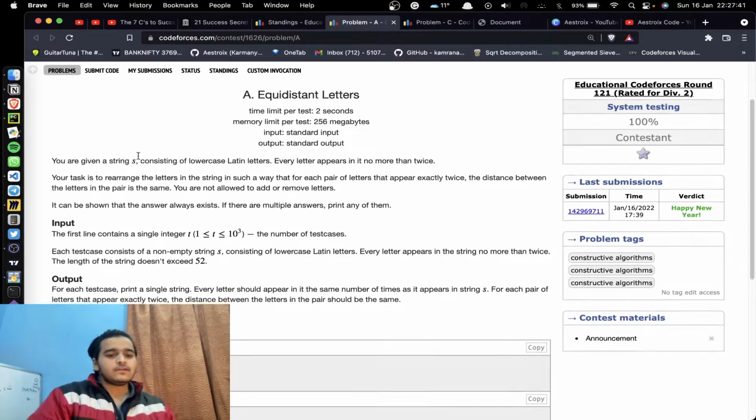So the problem is you are given a string S which consists of lowercase Latin letters. Every letter appears in it no more than twice. So the letters can occur only once, or they can occur twice, right? Your task is to arrange the letters in the string in such a way that for each pair of letters that appear exactly twice, the distance between the two letters in the pair is the same. You are not allowed to add or remove letters. It can be shown that the answer always exists.